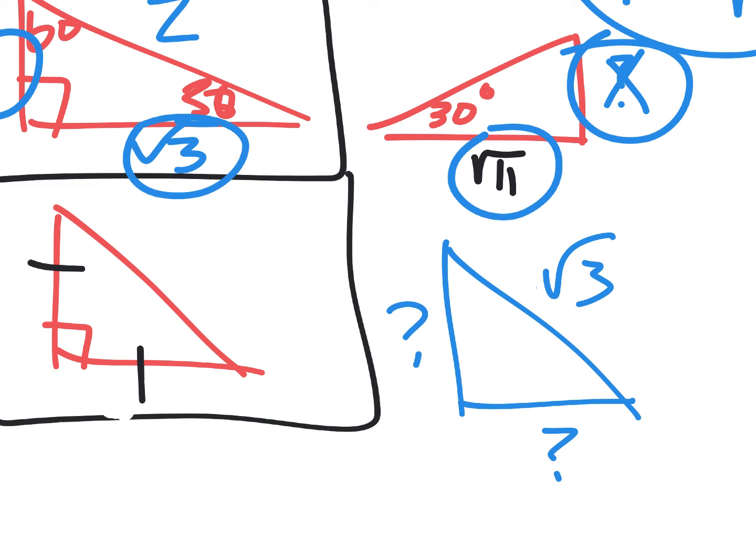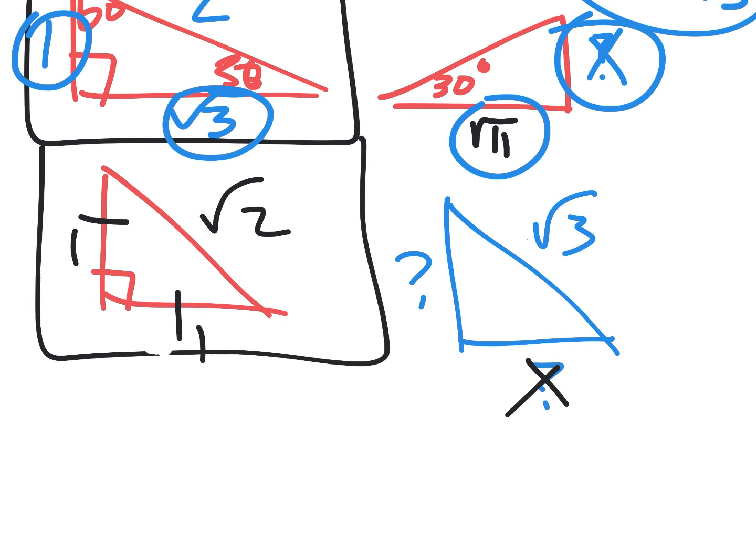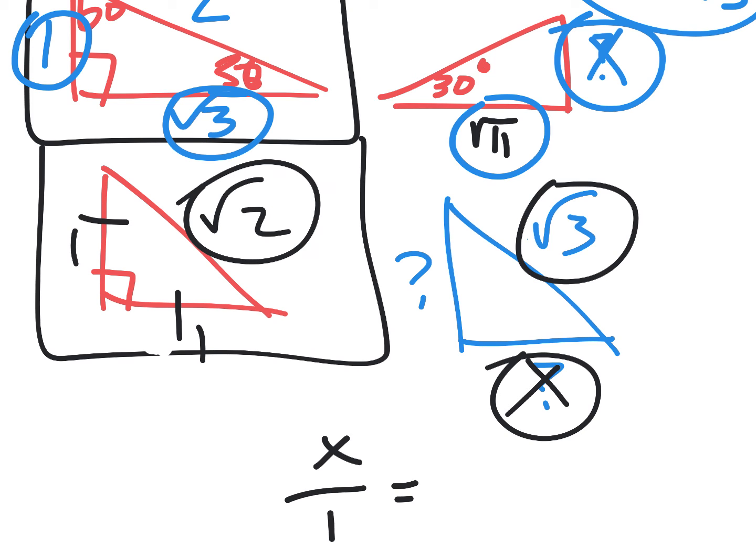So here's what I would have done. I would have said this is 1, 1, and root 2. I would have said, I want to know one of my sides. I don't care which one. Just pick one because they're the same. And then I go, x is to, always start with the variable. X is to 1 like root 3 is to root 2.